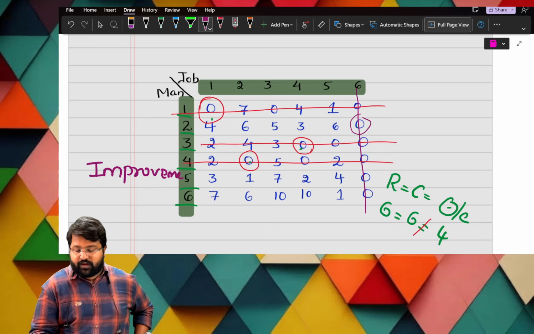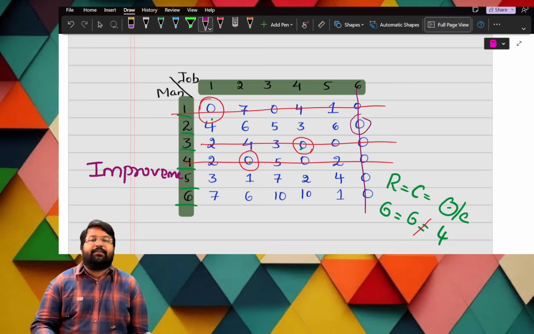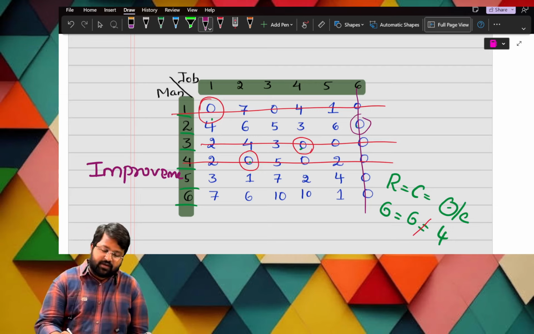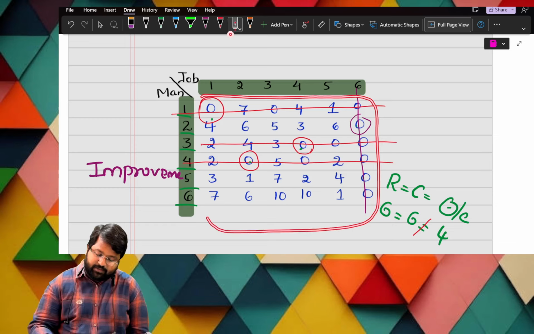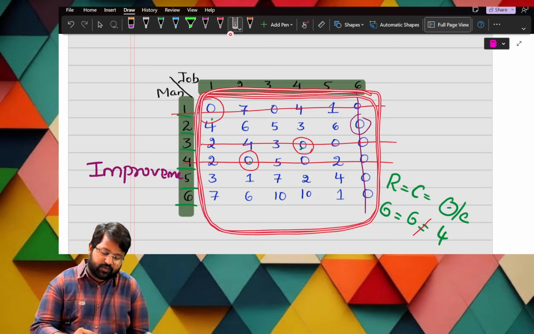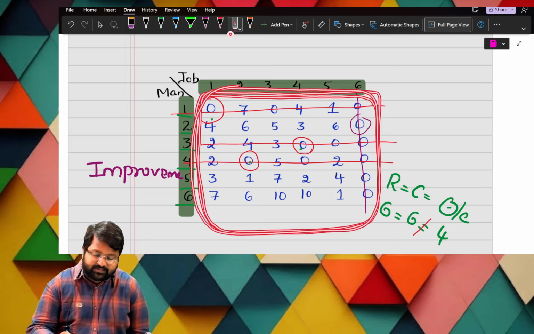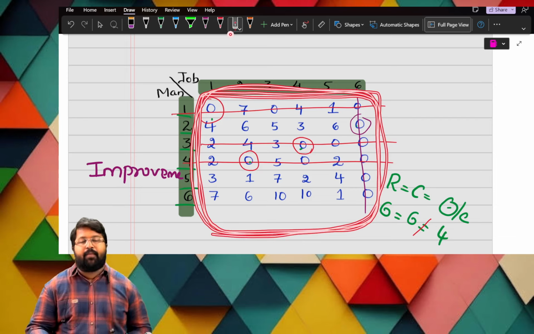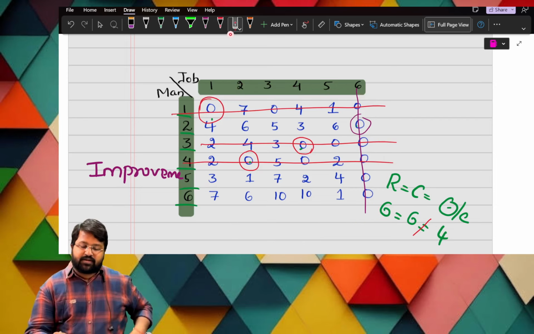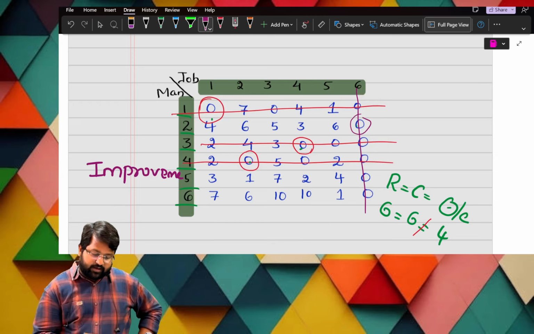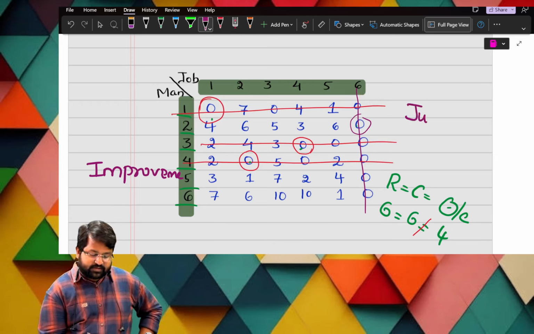So what is the improvement? We have to identify the elements, the total elements. These are the entire elements we are having. This entire matrix of elements is categorized into three parts. What are these three parts? The three parts are junctions, covered, and uncovered.